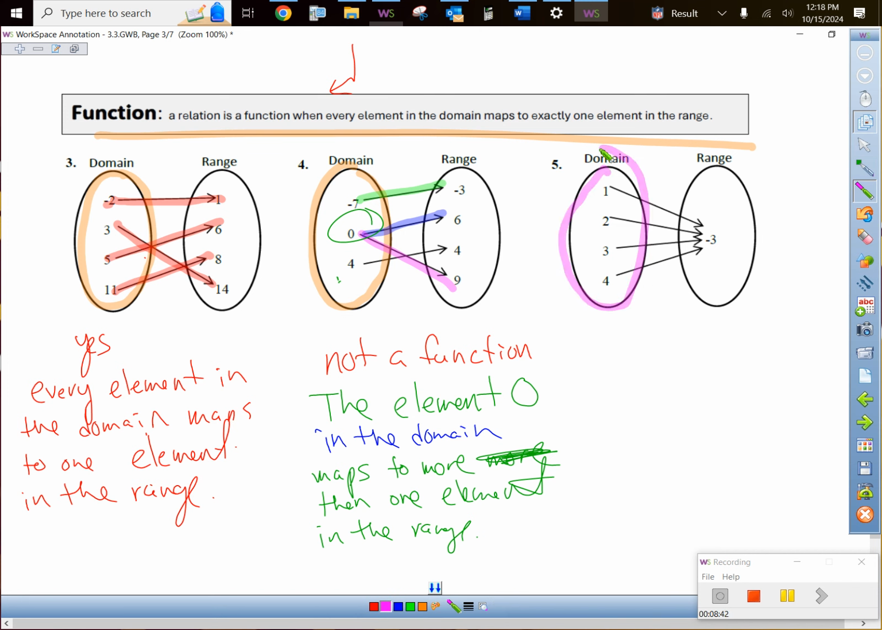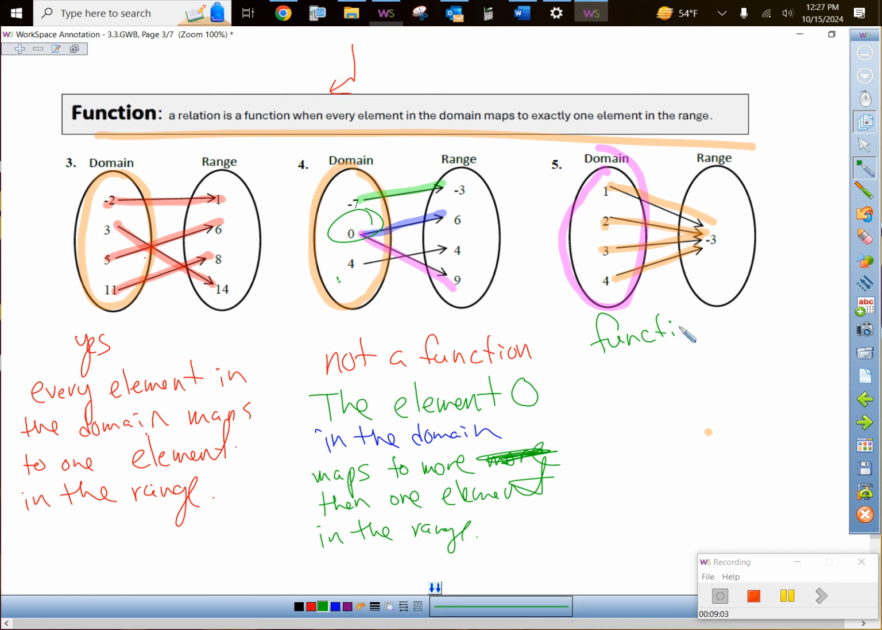What do you think about 5? Discuss with a neighbor, function or not a function? What's weird about this is they're all pointing to -3, but would you believe there's one arrow coming off of this, one arrow coming off of this, one arrow coming off of this, and one arrow coming off of this. Even though they're all pointing to -3, that's still a function.